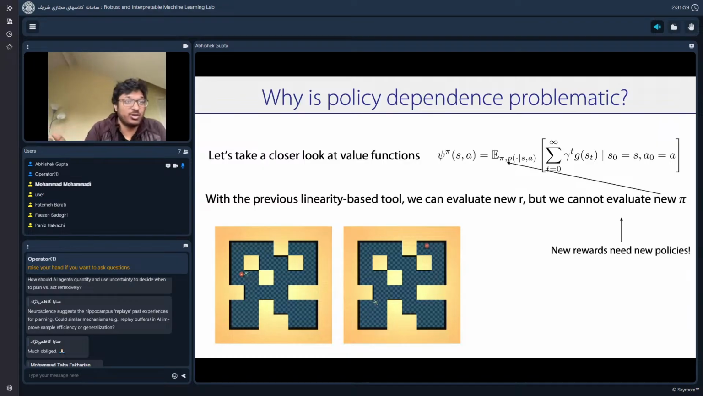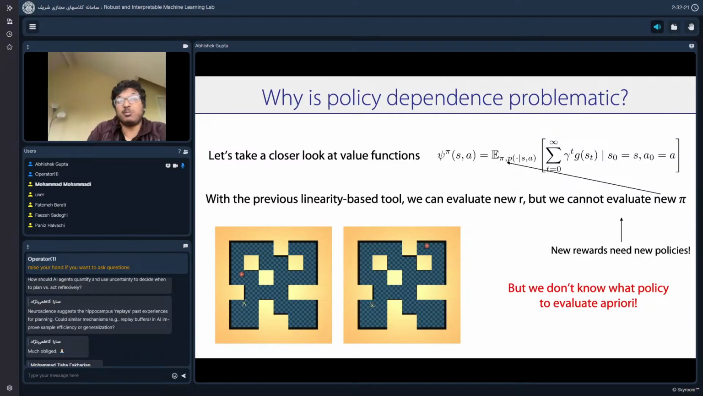The policies that you're going to run are different for both of those. And so what you need to do is have a method that is not just evaluating things for new rewards, but is also able to evaluate things for new policies, right? So we built this new class of world models, which can evaluate things for new rewards, but we also need to be able to evaluate things for new policies.